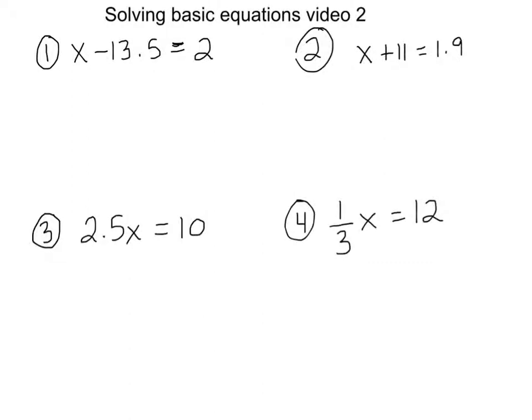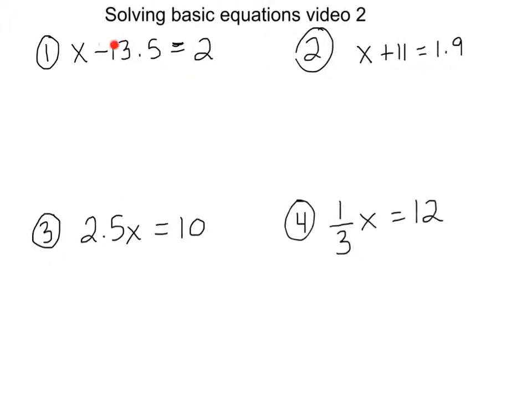So here is video 2 on solving basic equations. Just like in the previous video, our goal is to get the x by itself in each equation. In this case, the negative 13.5 is on the same side as the x. We need to get this negative 13.5 on the right side of the equation.